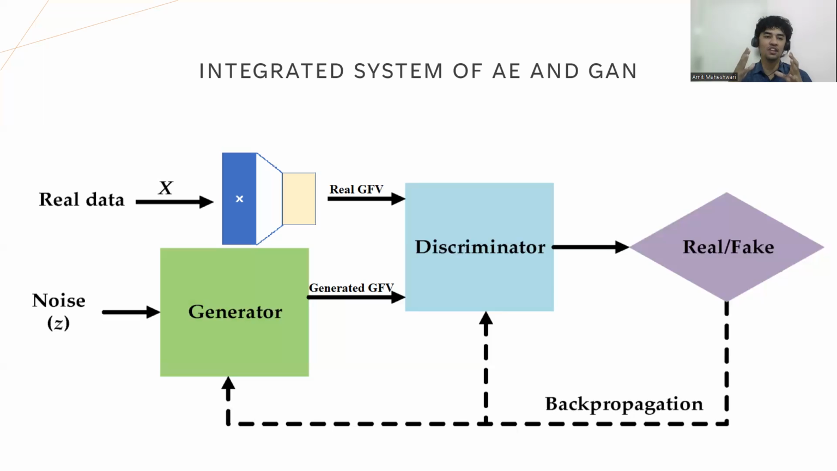Based on the same mechanism, it learns the loss, fine tunes itself, and fine tunes the generator, and as training goes on, the generator will learn the data distribution of the GFVs. It will not learn the data distribution of the real images, but of the GFVs. And now we know that GFVs are in a lower dimension, so both the generator and the discriminator are now working on the lower dimension.